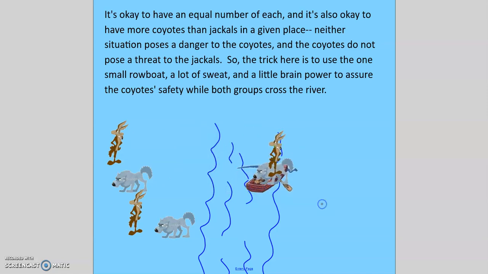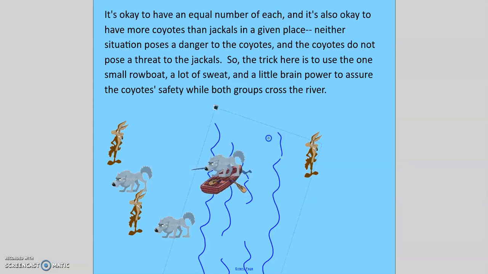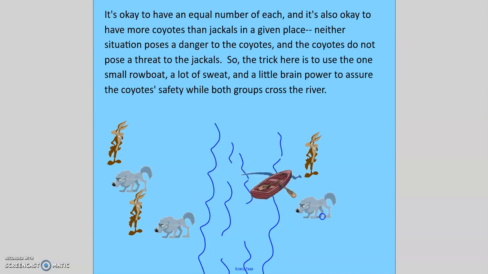1 coyote and 1 jackal, and then you can see here that they're both going to get off the boat on that side, and everyone's safe because there's an equal number on both sides. Now, here's the thing though. The jackal cannot return, because as soon as he gets to this side, the jackals now overpower the coyotes on that left side. So instead I'm going to have the coyote come back.